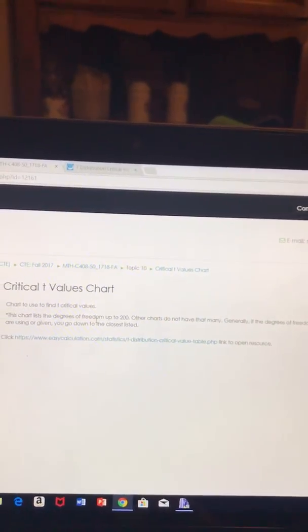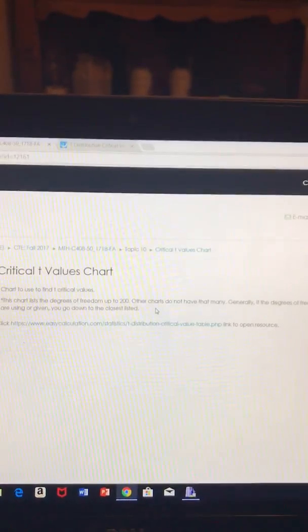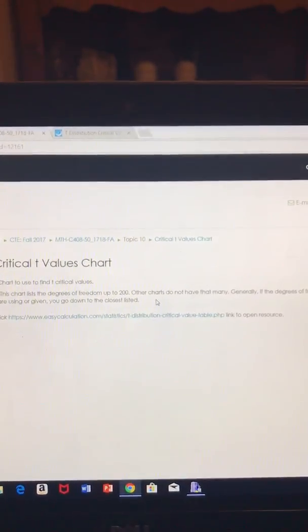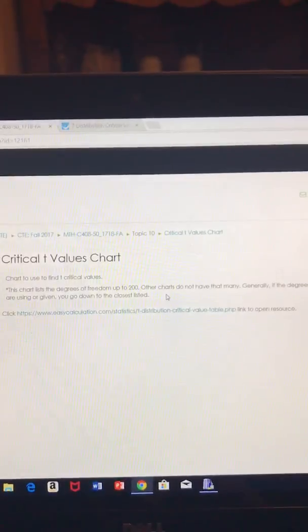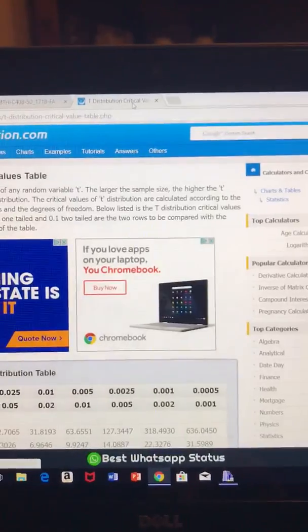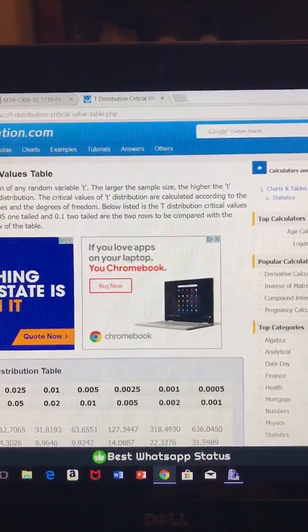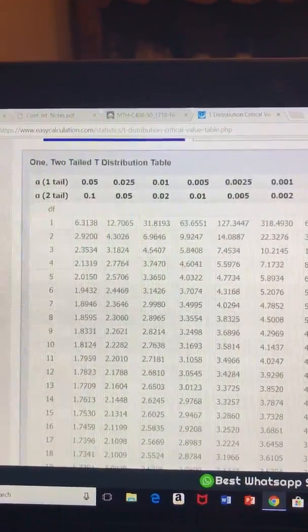This chart lists the degrees of freedom up to 200. Generally, you're not going to have that many. Most charts don't list that many. And if your degrees of freedom is not listed on the chart that you're given or that you have, you just go down to the one that's closest. So you get as close as you possibly can. This chart actually has more than what most charts do in most textbooks. So when you go to this chart, it looks like this.